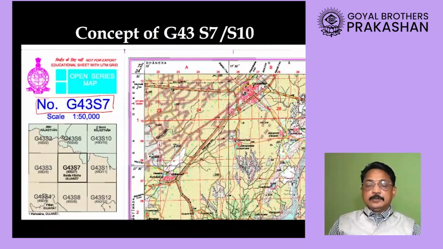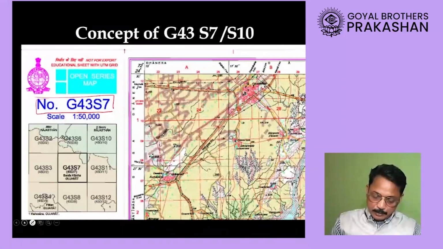G43S7. Now, from where is this number given to a topography sheet? This is a very basic and a very important concept, and we are going to look at it. Now, students, let us say this is the equator.